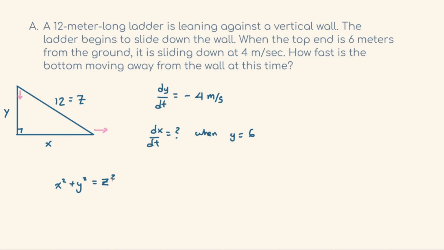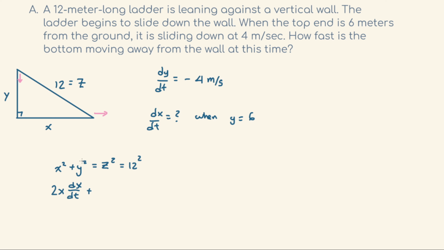So now we can differentiate both sides. Don't forget that we're using implicit differentiation here. As we take the derivative of this guy, we're going to get 2x dx over dt. And we're going to add that to the derivative of this, which is going to be 2y dy over dt. And on the right side, the derivative of 12 squared, that's a constant, that's going to be 0.